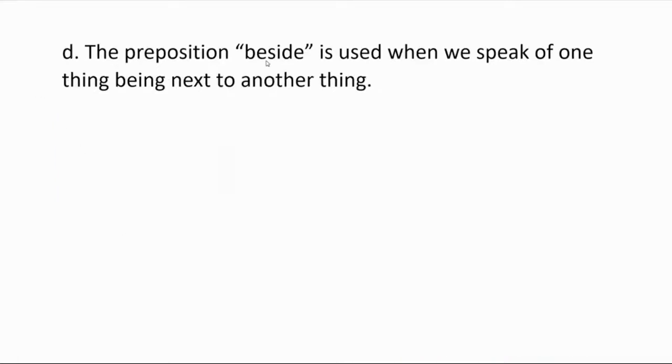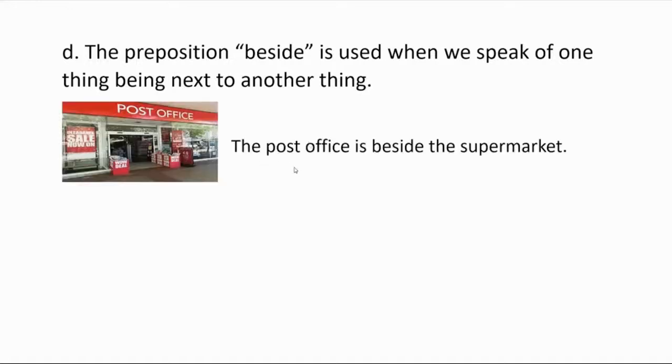The preposition beside is used when we speak of one thing being next to another thing. Alright, so next to another thing. For example, the post office is beside the supermarket. So guys, this sentence tells us that the post office is beside the supermarket.